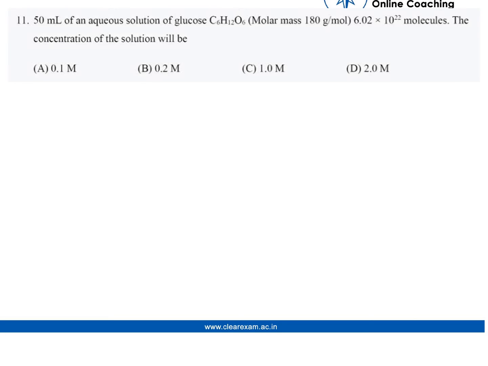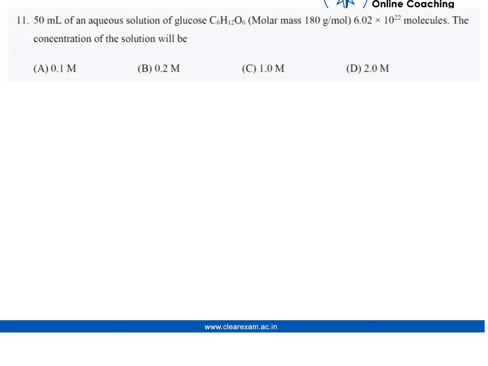So here is our next question. 50 ml of an aqueous solution of glucose, C6H12O6, having a molar mass of 180 gram per mole, with 6.02 × 10^22 molecules. The concentration of the solution will be, the following options are 0.1, 0.2, 1 and 2.